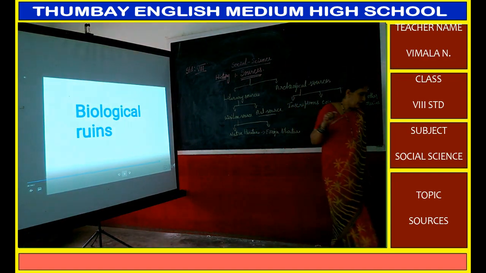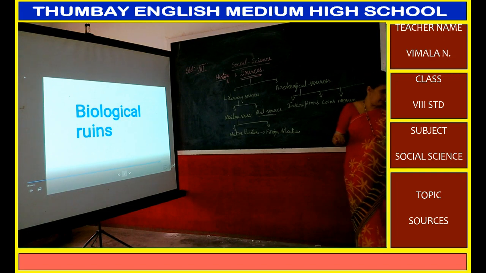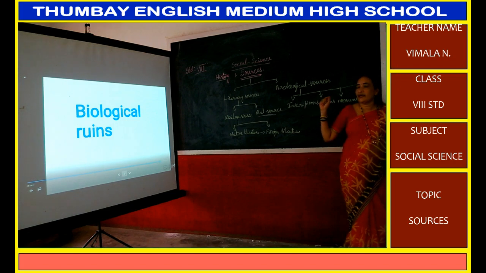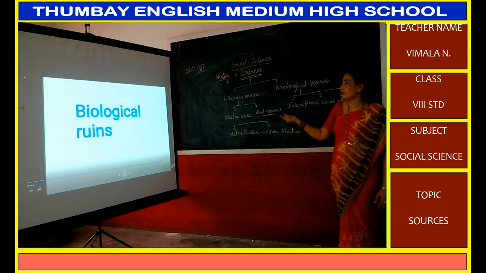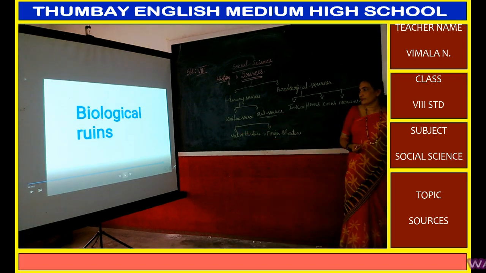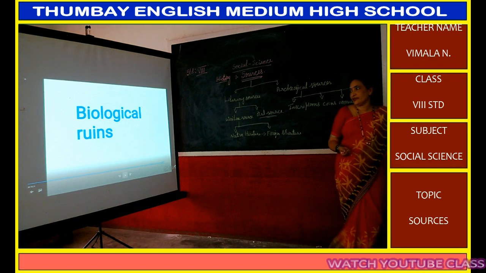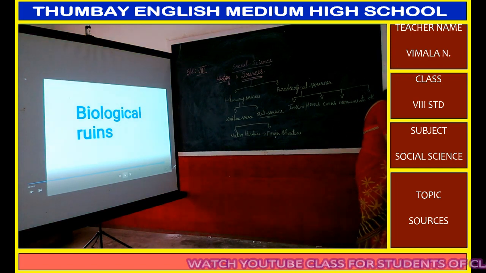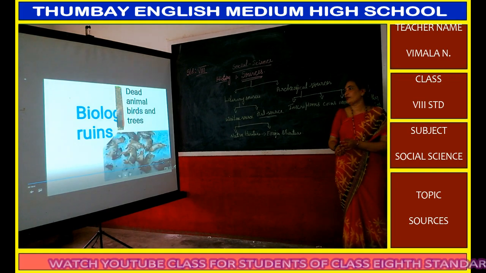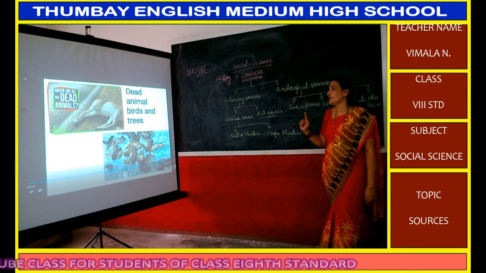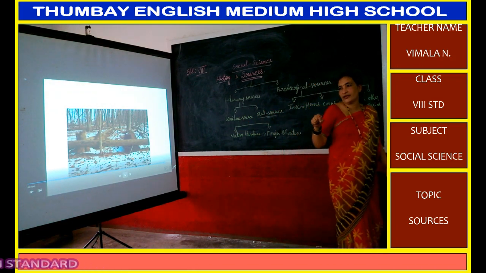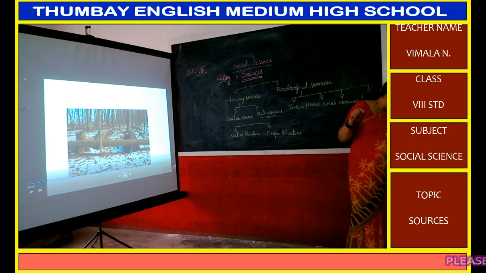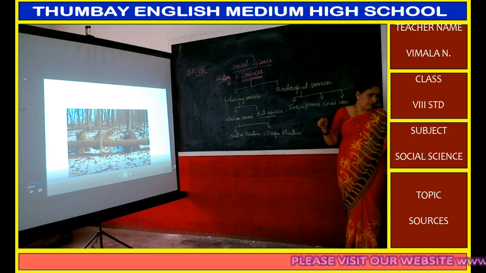And biological ruins. Biological ruins are nothing but the bones of dead animals and birds, and fossils of trees. And here is the next picture. With the Carbon-14 method, the accurate period of the ruins is calculated. The Carbon-14 method gives the accurate period of time of the bones, so biological fossils can be dated.